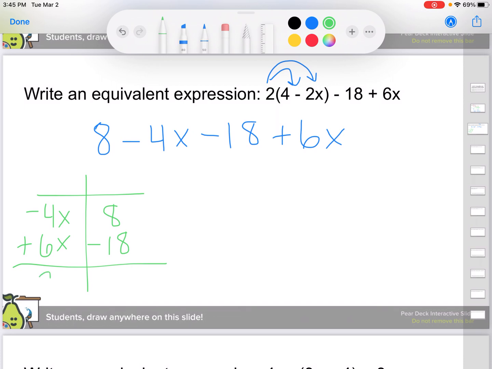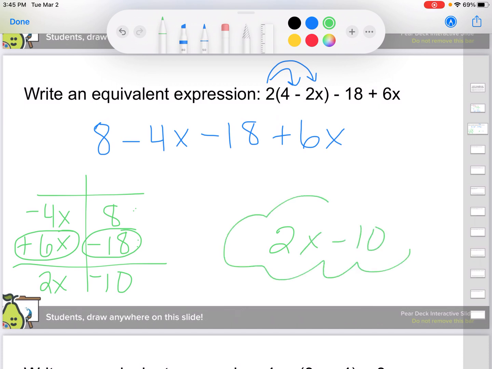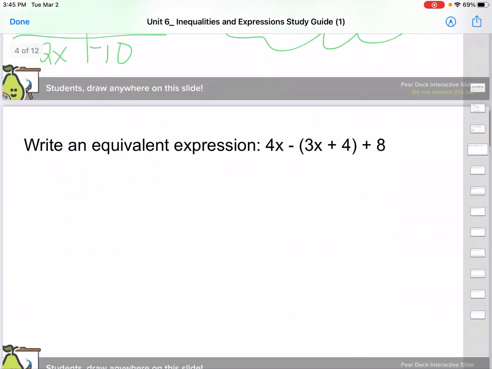Okay, when my signs are different, I have to subtract. So 6 minus 4 is 2, and I take the sign of the larger absolute value, which is positive. And then when the signs are different, I have to subtract. So 18 minus 8 is 10, and I take the sign of the larger absolute value. So my expression is 2x minus 10. I can't do anything with the 2x and the 10. That's as small as it goes.